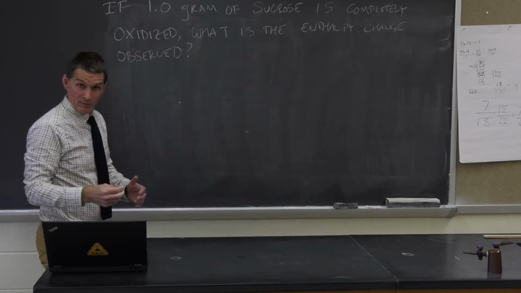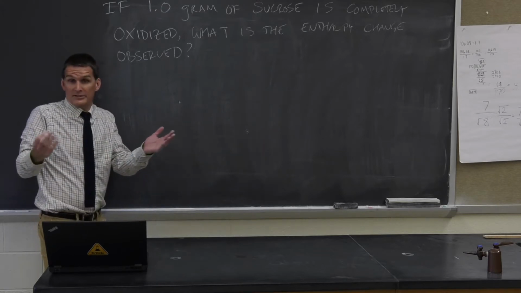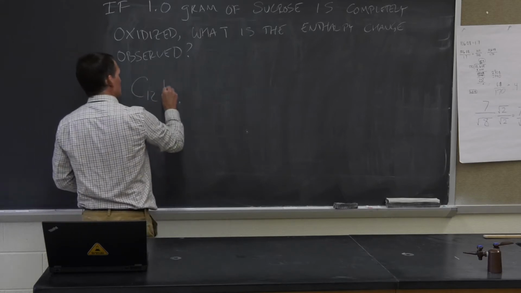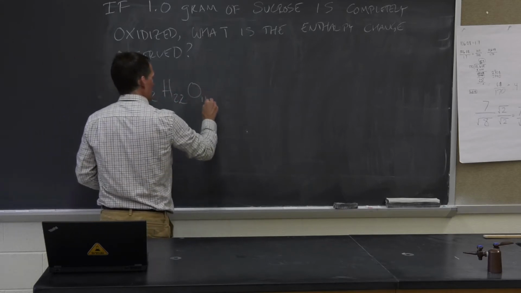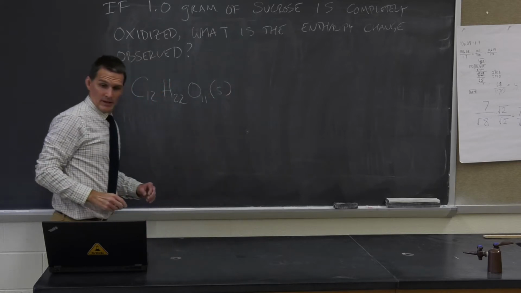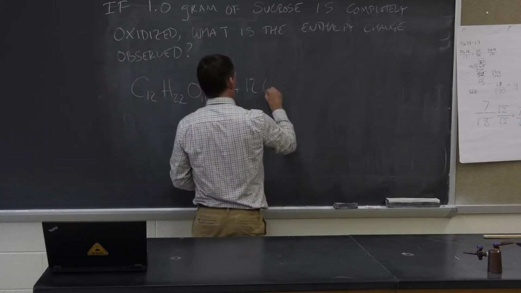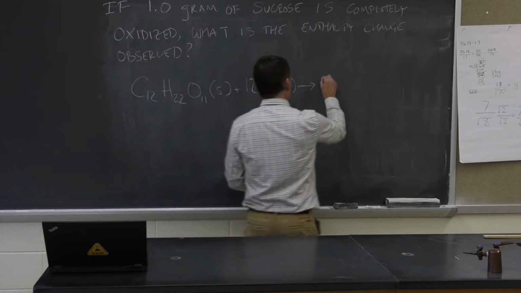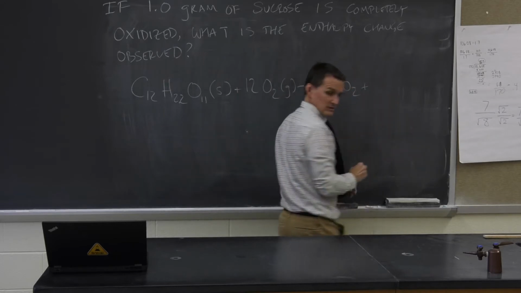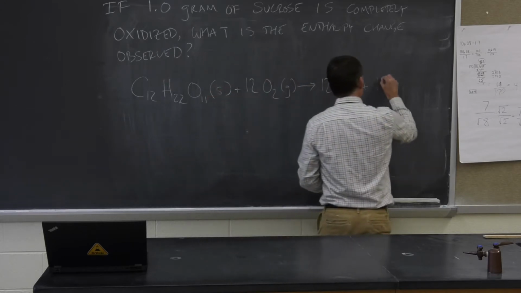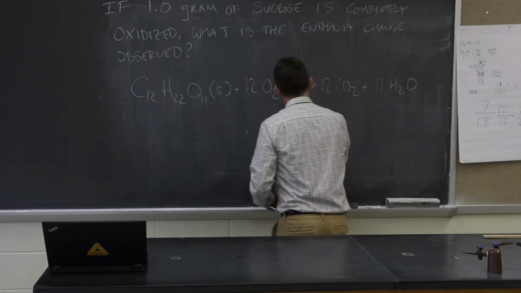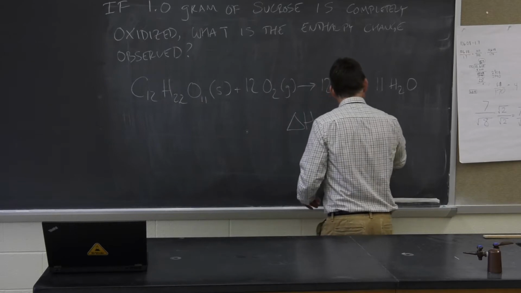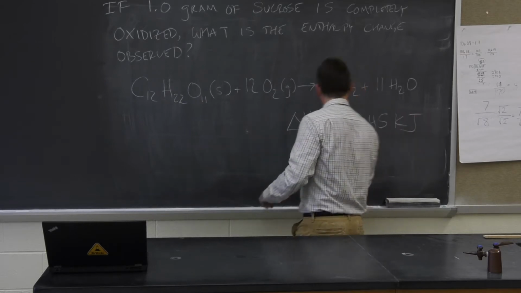And here I'm going to write the chemical equation for the oxidation. In this case, the oxidation is just the combustion of sucrose. Again, sucrose is just table sugar. And if we combust that in oxygen, that's going to be 12O2. And we're going to get 12CO2 plus 11H2O. And its delta H for this particular reaction is minus 5645 kilojoules.